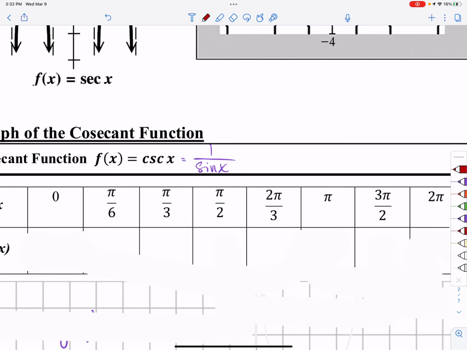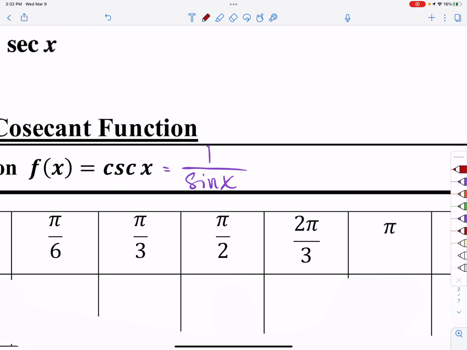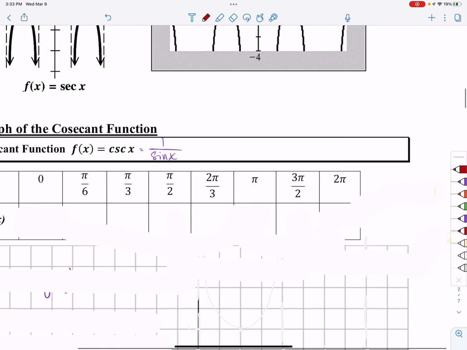And because I have a denominator that could potentially equal 0, this also means that I'm going to have undefined places on my graph, aka asymptotes, vertical asymptotes. So what you want to do is go to your unit circle and ask yourself, at what places on your unit circle does your sine value equal 0? Because wherever your sine value is equal to 0, that's going to cause an undefined place on your graph.